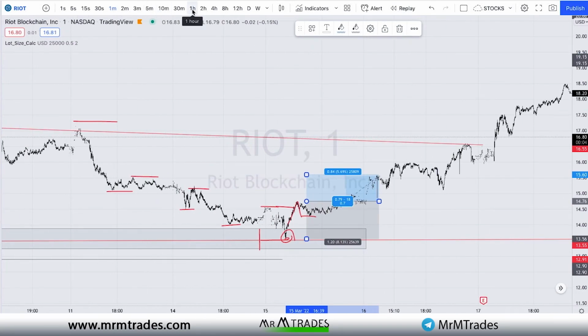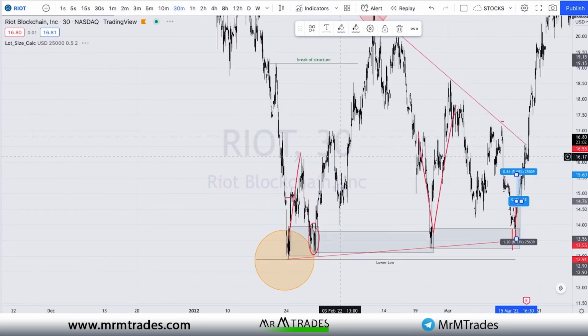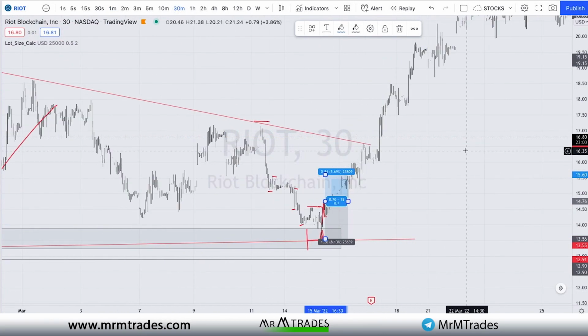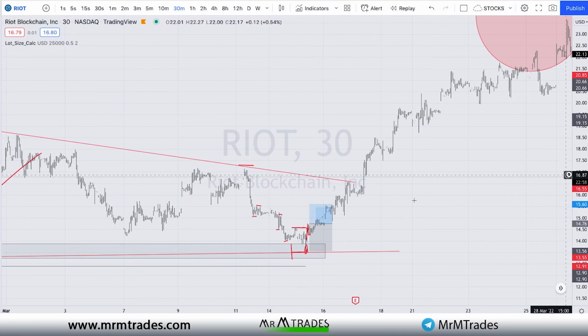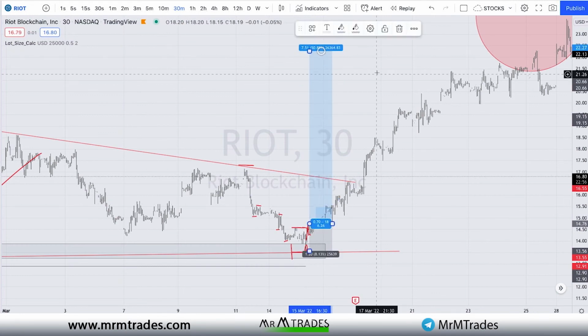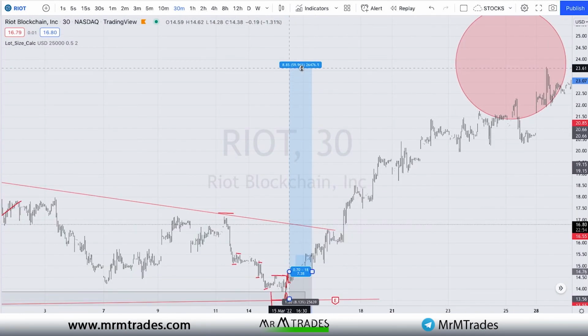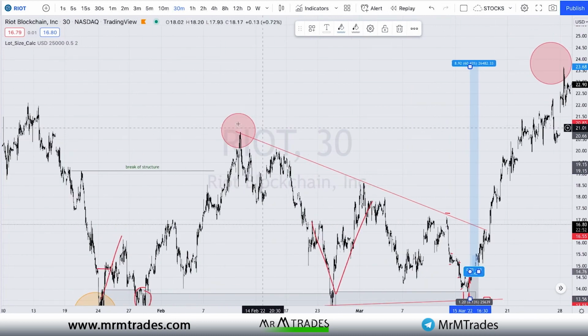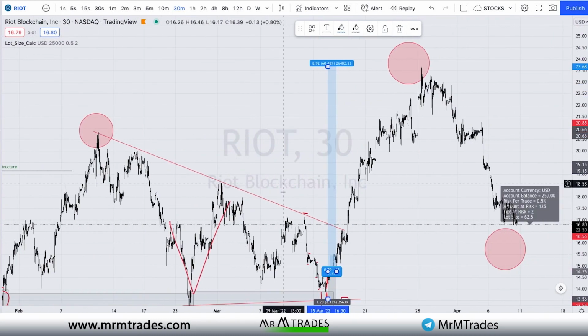In order to look for our exit or take profit point, we want to look at the higher time frame and look for the higher structure we were expecting to be reached, which is this high here. Okay, so that's one way for the entry.